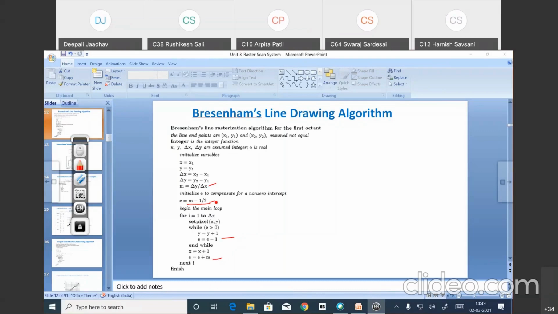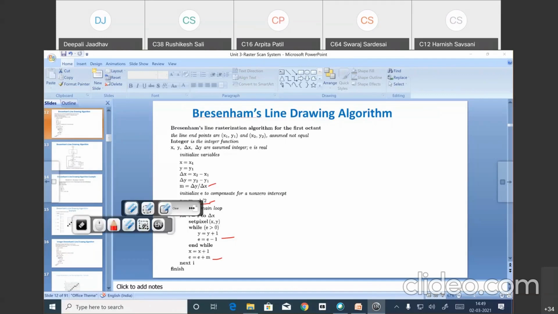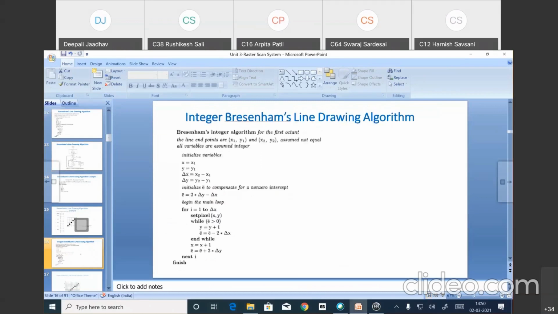The execution of the algorithm or the program, when we convert this algorithm into a program, which we are going to see in the practical also, where you are going to draw a line with the implementation of this algorithm. In this case, when we consider floating point numbers, the execution becomes slow. To avoid this and to increase the execution speed, instead of floating point, we try to use integer Bresenham's algorithm.